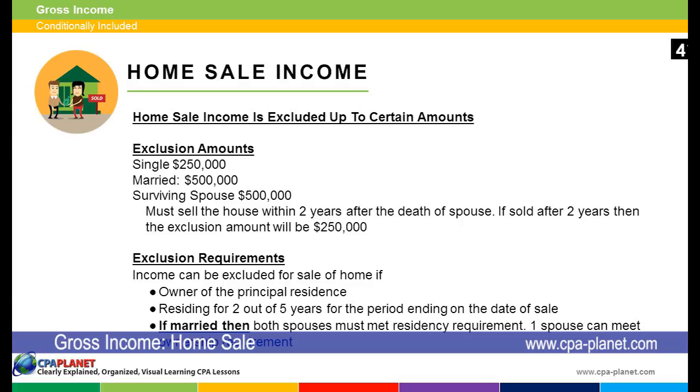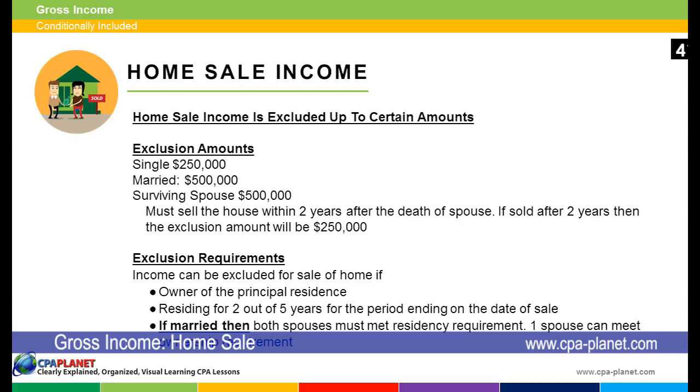The requirements, the rules are: you must be the owner, and you must have resided there for 2 of the 5 preceding years before the sale. And if you're married, then both spouses have to meet the residency requirement. However, only one spouse needs to meet the ownership requirement.